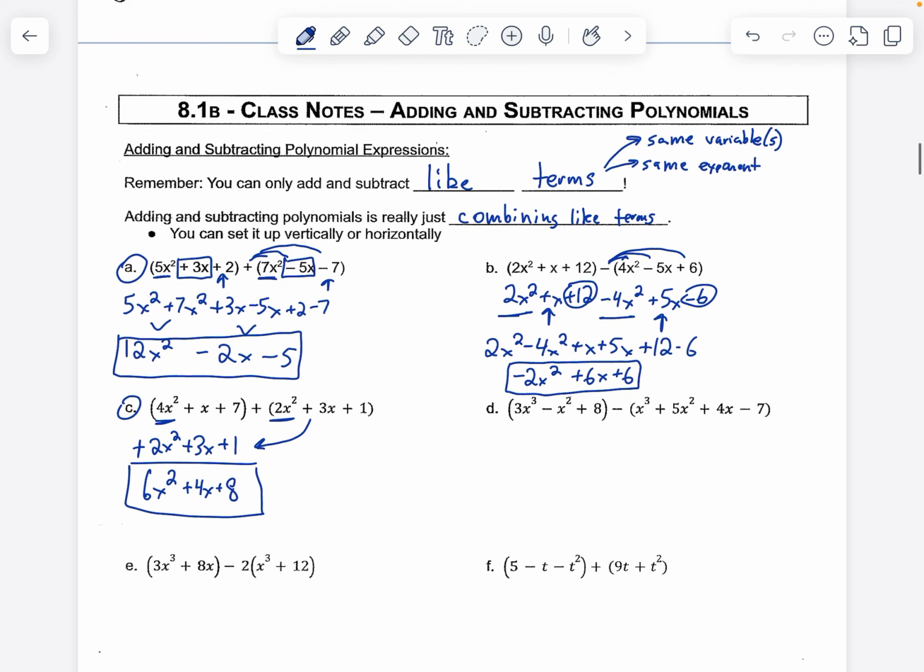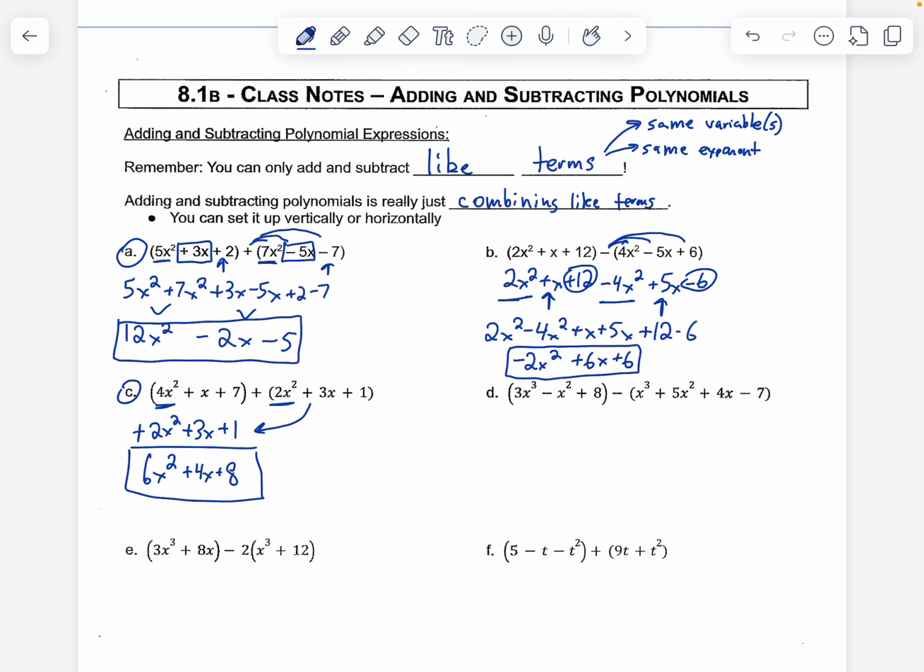So you can do the same thing vertically. I want to show, for example, if we're doing that with letter D, we notice at the beginning there's 3 terms and there's 4 terms, and then we'll ask ourselves, why is that? Well, you might notice the first expression here is missing an x. So I'm going to rewrite this one first so that I have a term of x, which would be 0x.